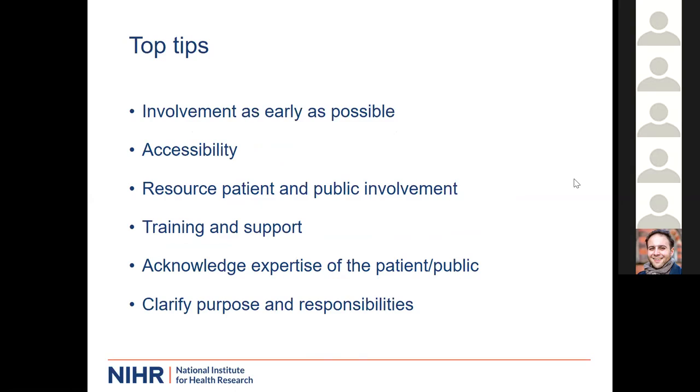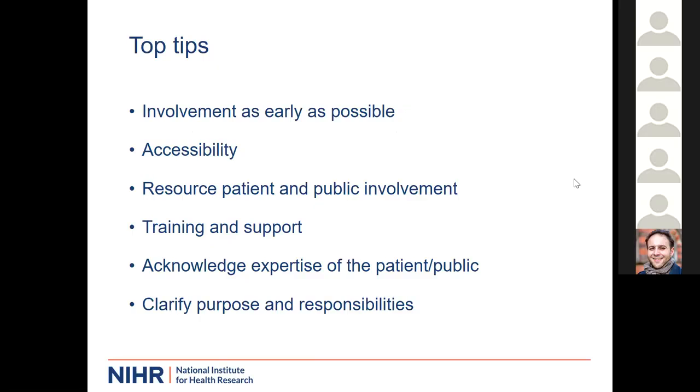Next slides. Thanks, Gary. And I'll just end by quickly going over the top tips. Involvement, try and make that as early as possible. It isn't always possible, but the earlier you involve people, the deeper and more enriched your level of involvement will be. I've already mentioned accessibility, just so important to keep that in mind.